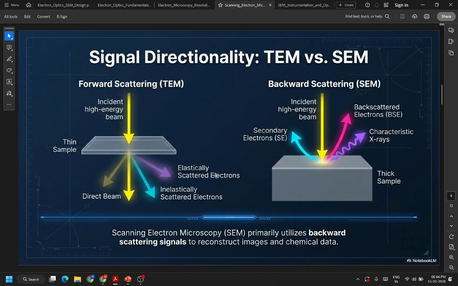Now there are two types of electron microscopes: TEM, which is your transmission electron microscope, versus SEM, which is the scanning electron microscope. In TEM, a thin sample is used, and we detect the electrons which are scattered, which go through your specimen. So the detector is below your specimen, whereas in SEM the detector is in the same plane as your column, and it is reading backscattered electrons.